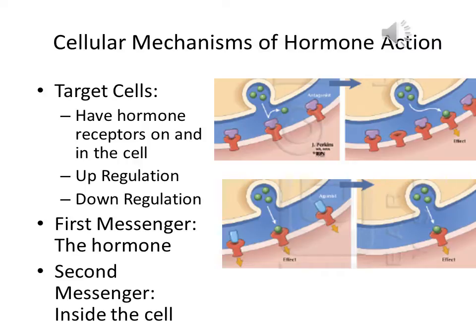Upregulation means there is a low concentration of hormone, and so there is an increased number of receptors per cell. Downregulation is just the opposite. A high concentration of the hormone, therefore a decreased number of receptors on the cell.